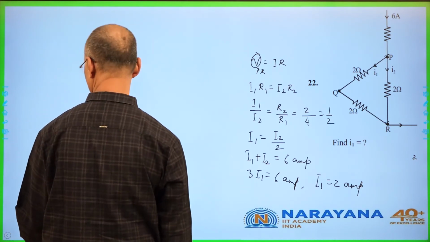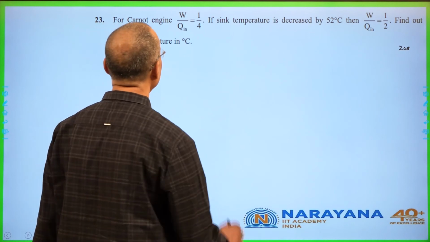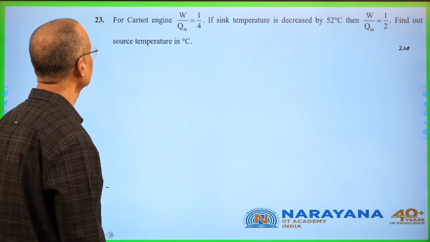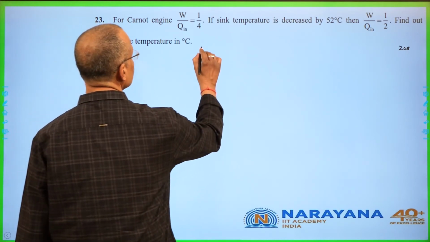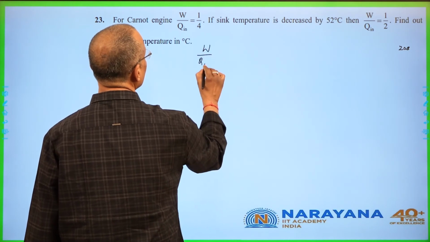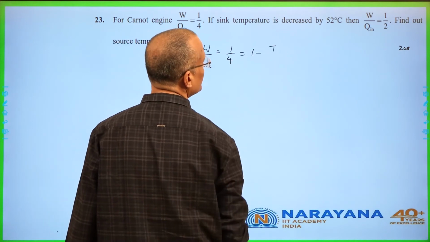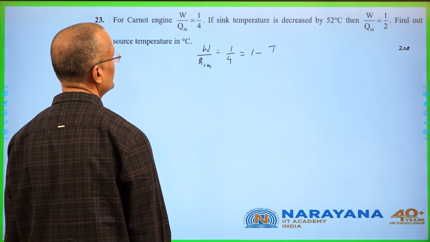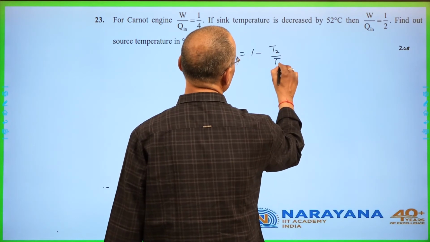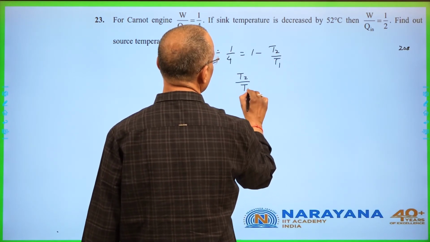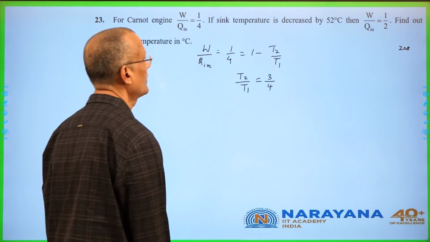So this one was done, now question number 23. W by Q in a Carnot cycle, Carnot engine. Okay, from additional chapters also they are going on giving you many questions. W by Q is 1 by 4, which is 1 minus T2 by T1. They had taken sink temperature is decreased, find out source temperature. So T2 by T1, 1 minus 1 by 4 is 3 by 4, right?